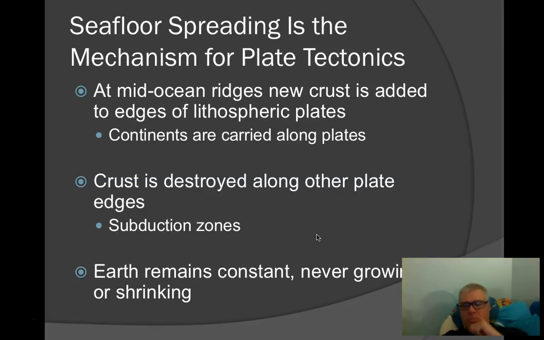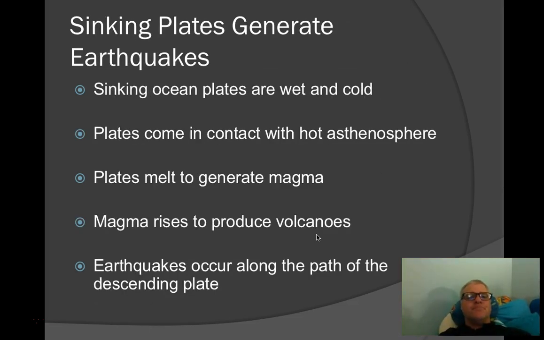Okay. So a few things about this idea of plate tectonics: you're adding new crust at the areas where we have these spreading zones, and then the crust is getting destroyed where it's sinking down into the Earth. But the Earth, of course, remains a constant size, and so you're just recycling this material, bringing it to the surface, and then having it go back down.